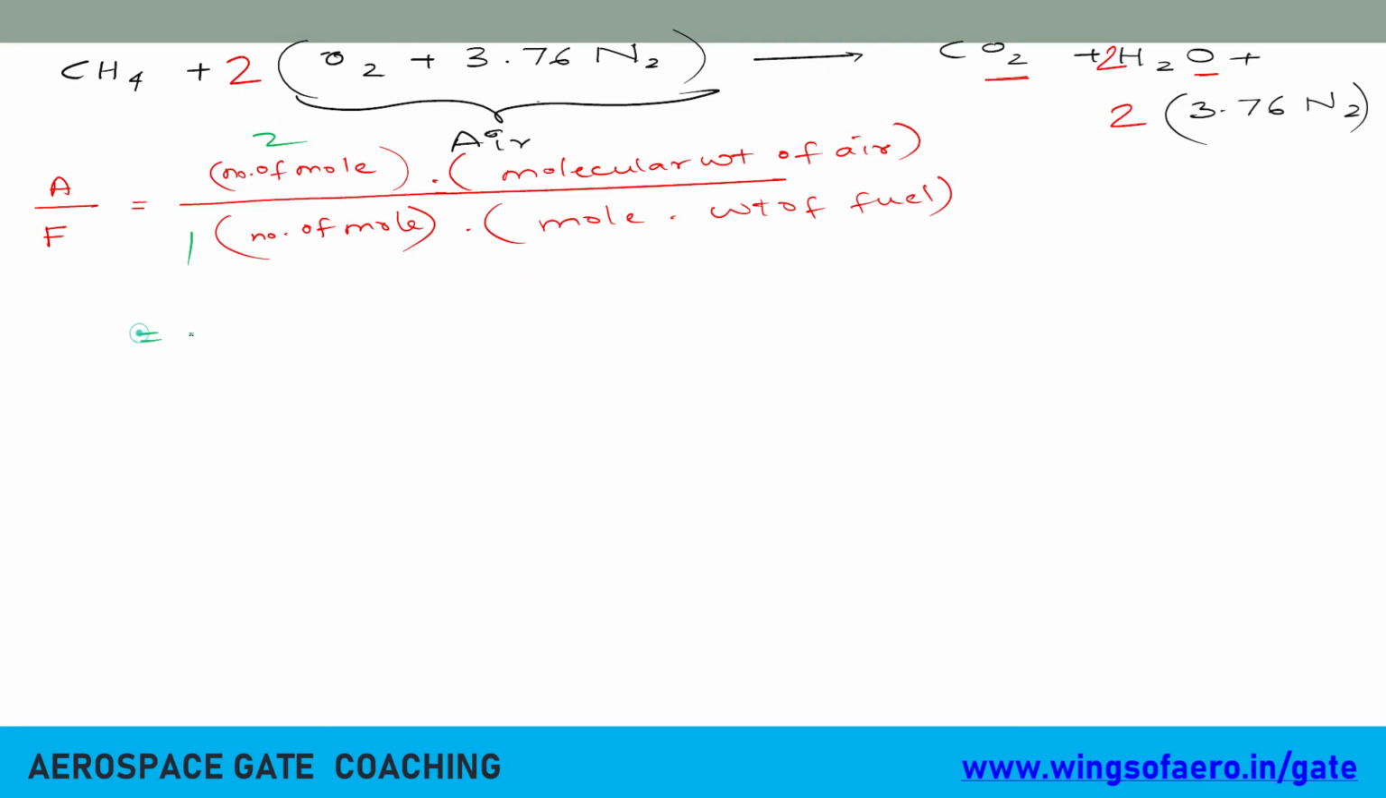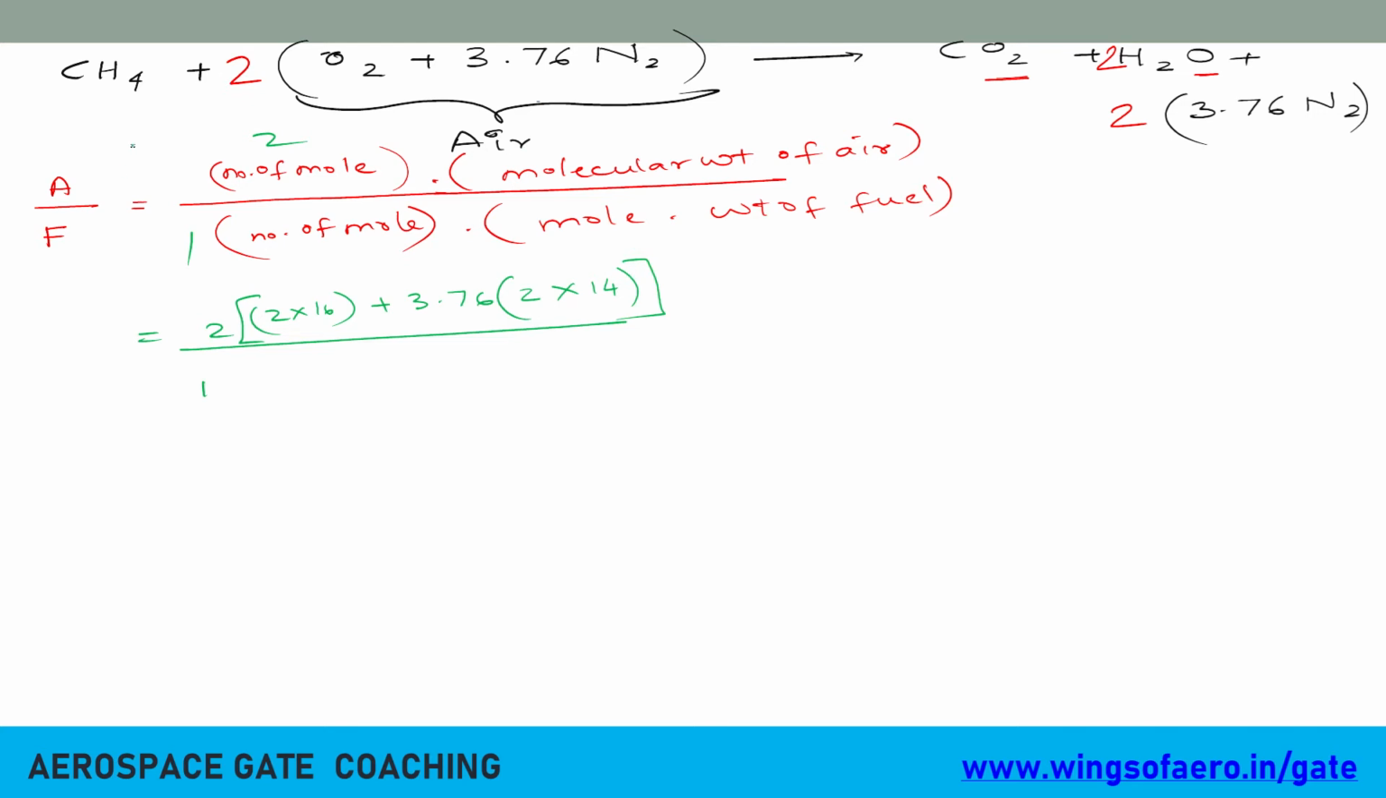Now how can you find 2 and 1? Let's open the bracket. Let's find out this. What are you going to do? 2 into 16, total 60. Plus, let's do it one by one. 3.76 into, what is the molecular weight of nitrogen? 14. Okay, 2 into 14.